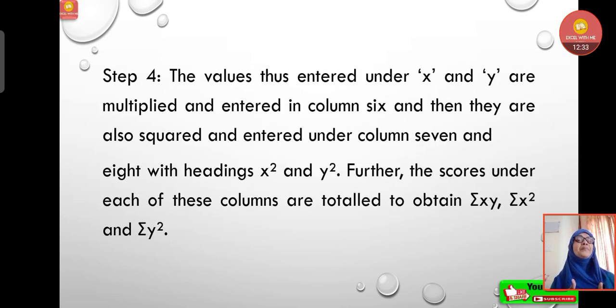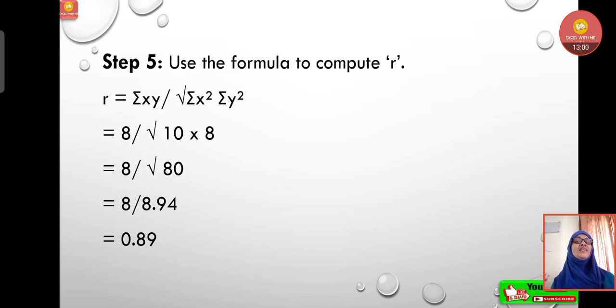Now the fourth step, the values thus entered under x and y are multiplied and entered in column 6, and then they are also squared and entered under columns 7 and 8 with headings x square and y square. Further, the scores under each of these columns are totaled to obtain sigma xy, sigma x square, and sigma y square. So step 5, using the formula we can compute here.